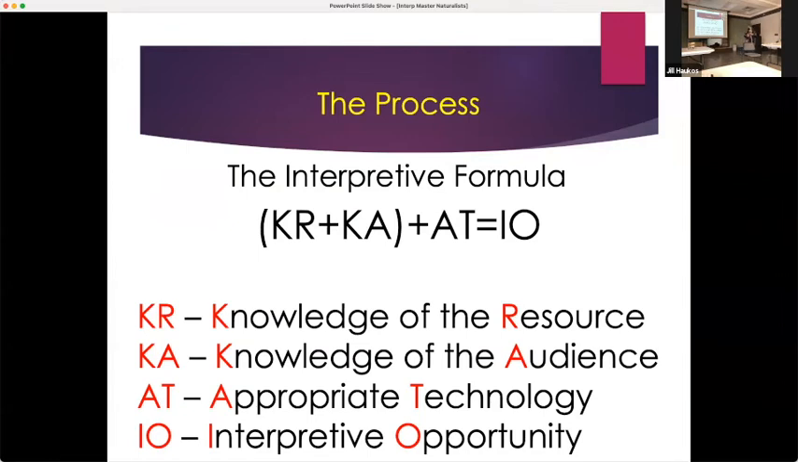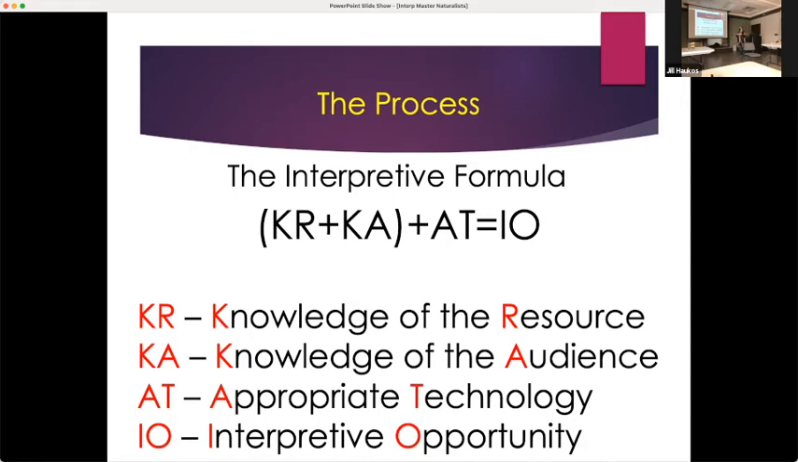Now the nuts and bolts. I am not a math person, but this one makes sense to me because I am an interpretive person. When you do a mathematical equation, you're supposed to do the parentheses first, right? Generally. And we know that the equation must balance. So this equation represents the formula for a great interpretation, a great program. The knowledge of the resource: you've got to know what you're talking about. You have to know the audience. We talked about that. Know your audience.